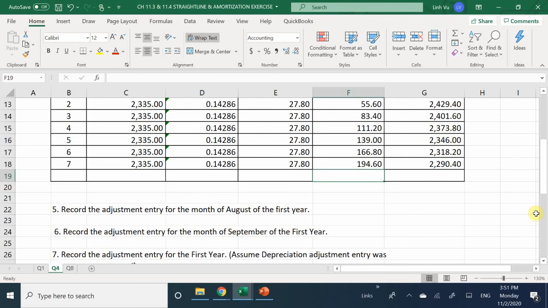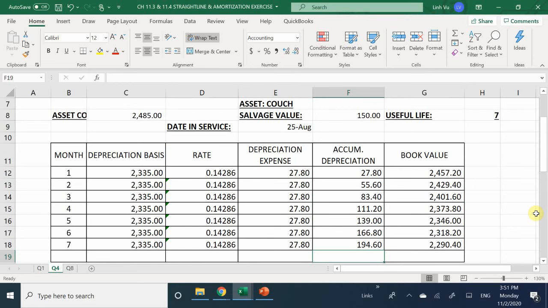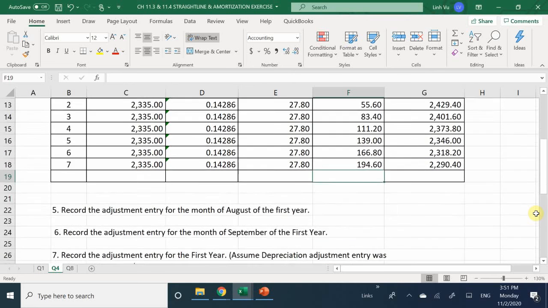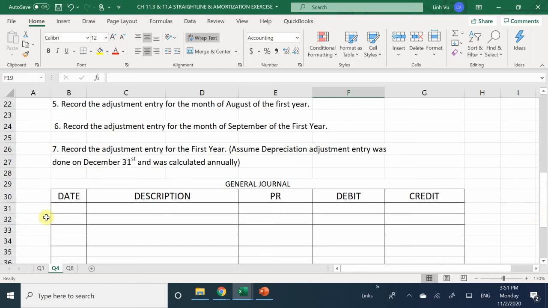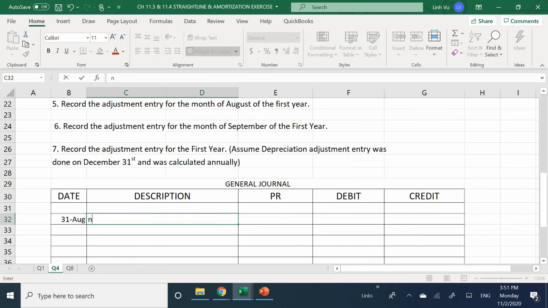So number 5 says, record the adjustment entry for the month of August for the first year. Okay, so the month of August, right? What is our journal going to look like? For the month of August, we're not going to have anything. Good. It's going to be no entry because we don't depreciate until when? The following month, September. Okay, so here I'm going to write no entry so you know that there's no entry.